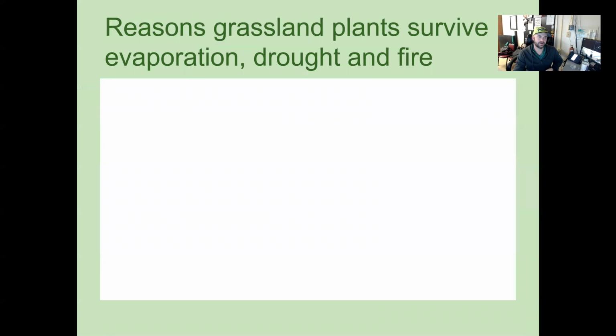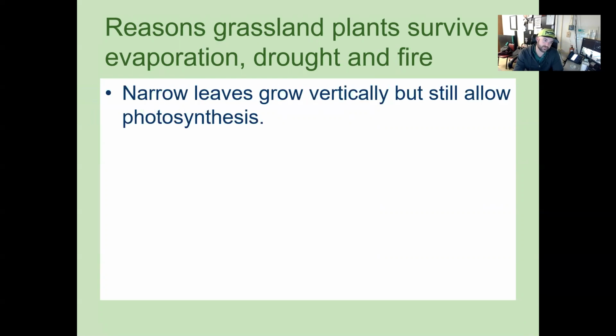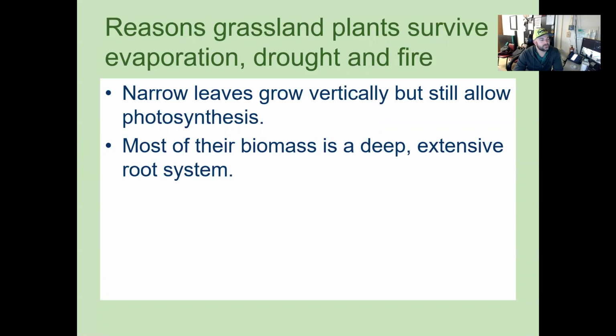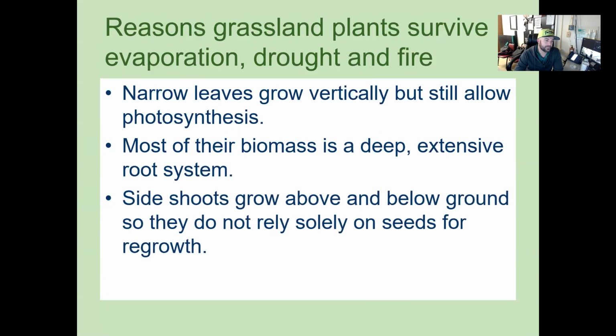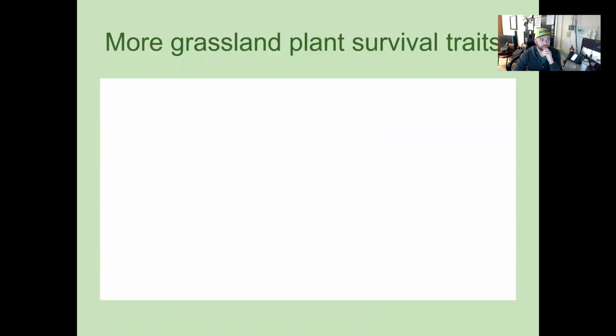So, grassland plants and animals. The reasons grassland plants survive evaporation, drought, and fire: narrow leaves grow vertically, but still allow photosynthesis. Most of their biomass is a deep, extensive root system. Side shoots grow above and below ground, so they do not rely solely on seeds for regrowth.